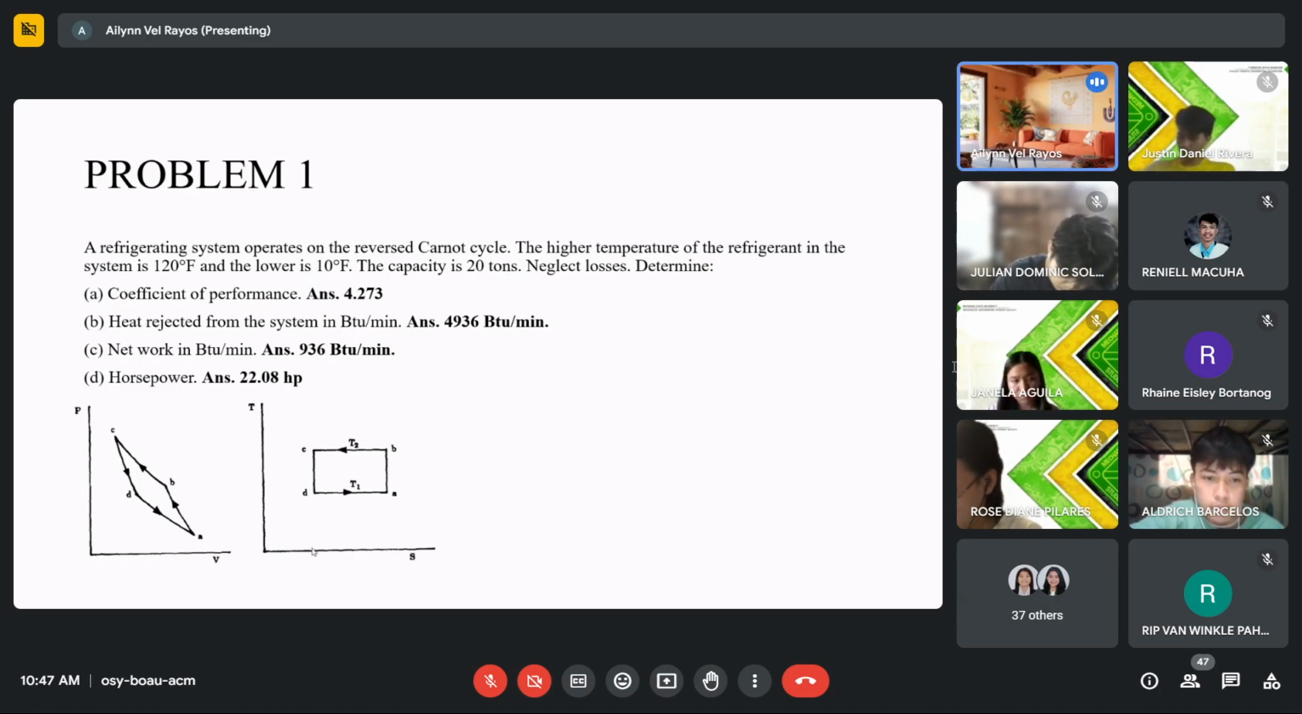Okay. So I'll give you 3 to 5 minutes to draw the TS diagram and then send it to our GC. Just the TS diagram first. Then we will solve the problem later.